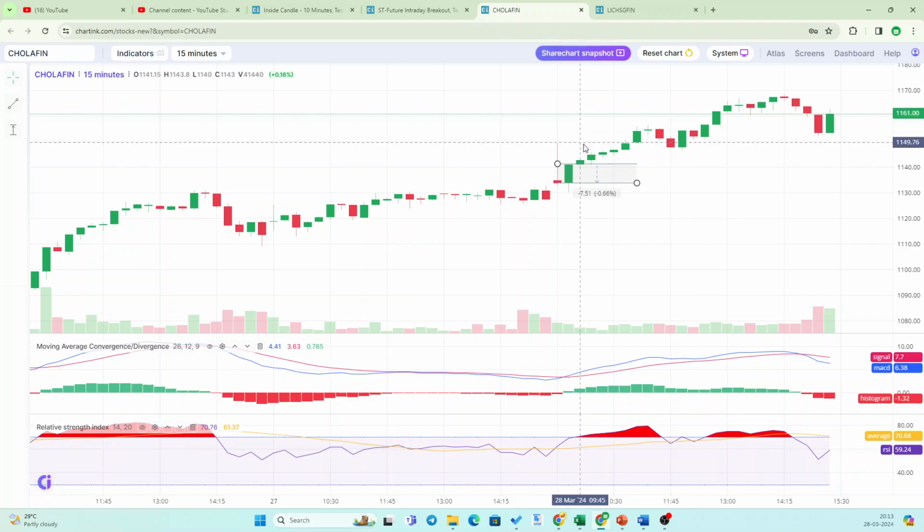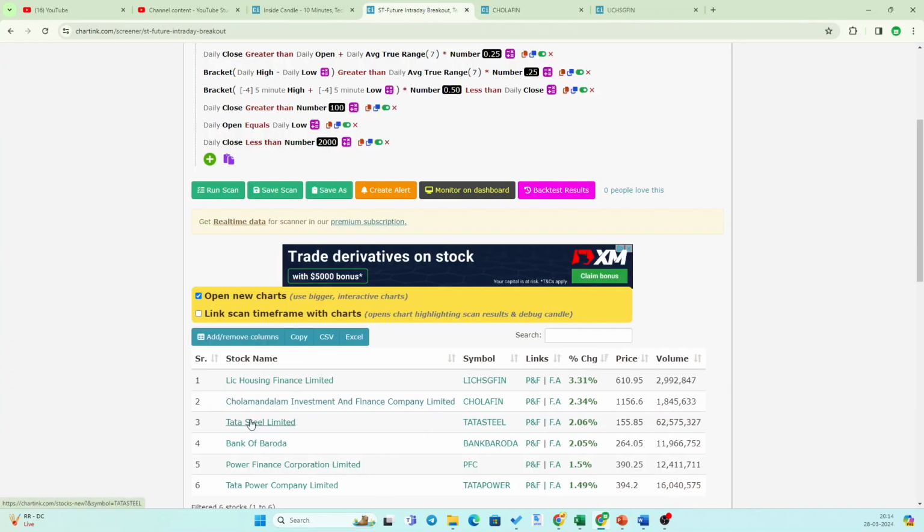If you are giving trailing also, around 5 points, within 5 points the stop loss got hit. So when we are keeping it here, further also it can go up to this area. As per our system, if you are putting the trailing, we can also come out at 5 to 6 points. Next, Tata Steel.